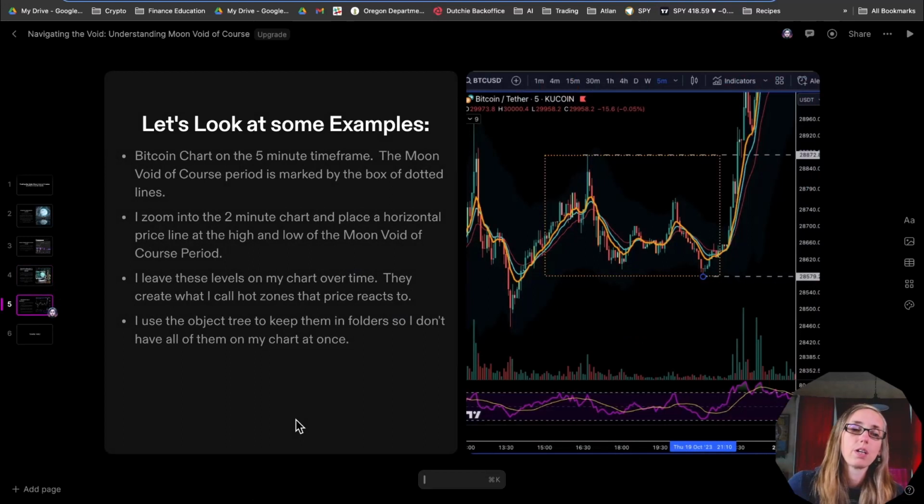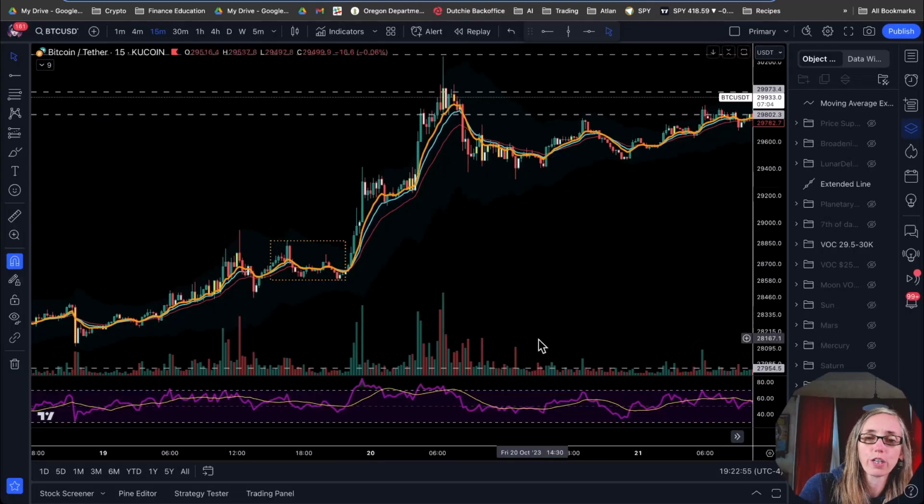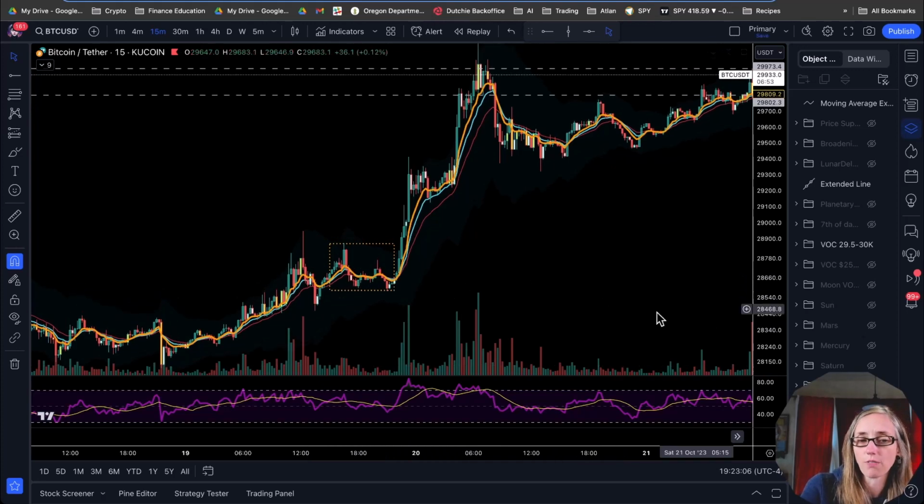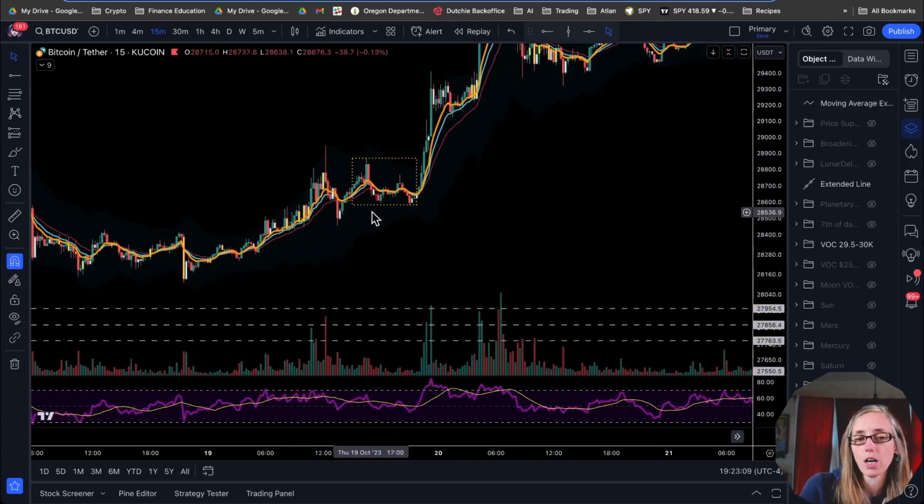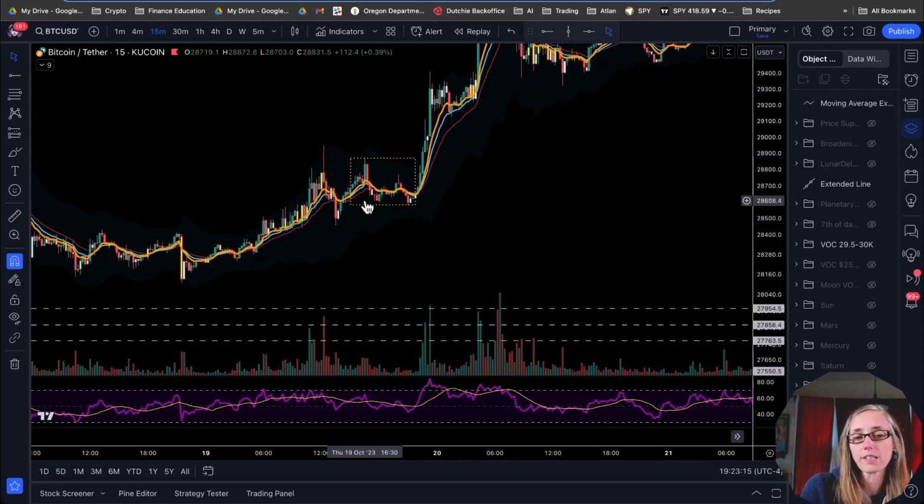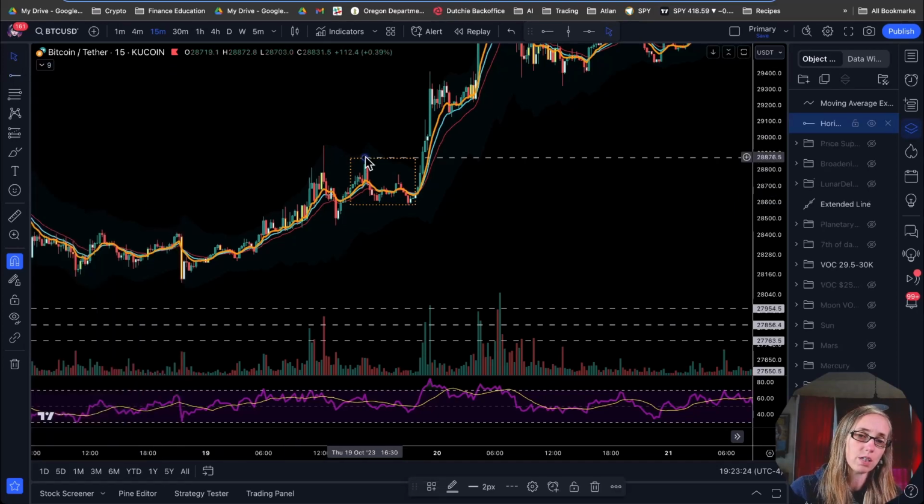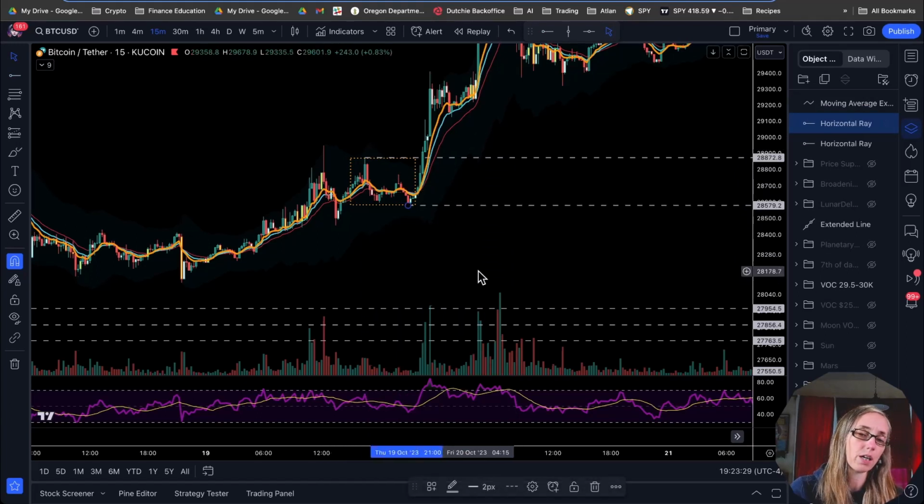Let's take a look at some examples. This is the Bitcoin chart on the 5-minute time frame, and I'm going to switch over here to the Bitcoin chart for today, which is Sunday, October 22nd, 2023. This is an example of what the Time Trade software will print on your chart: this orange dotted line box around the period that the moon is void of course. This is nice because not only do you visually know when it's coming without having to check your app, but you can also grab a horizontal line, which is what I do, and throw the line on the high and the low of the period.